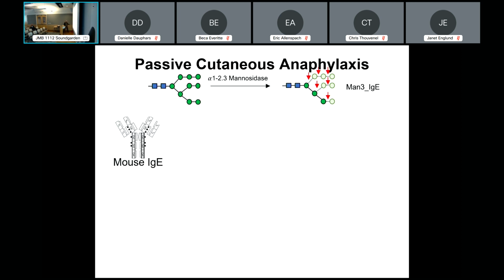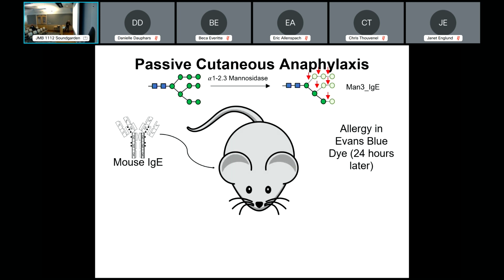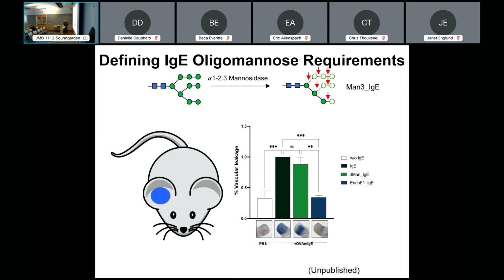And then she tested it in functional models. First she did the passive cutaneous anaphylaxis model. She injected IgE, either the wild type or the MAN3 IgE, into the ears of mice intradermally. And then the next day she challenged with the allergen in Evans blue dye. If there's a productive anaphylactic response, you'll get essentially a blue coloration of the ear that you can quantify as a surrogate readout for the magnitude of anaphylaxis. Right, and so this was the experiment.